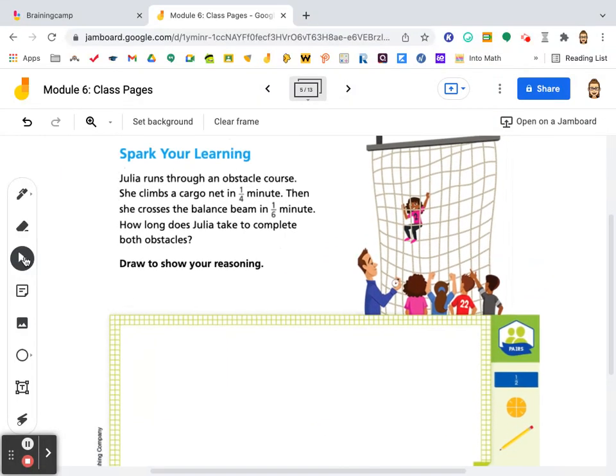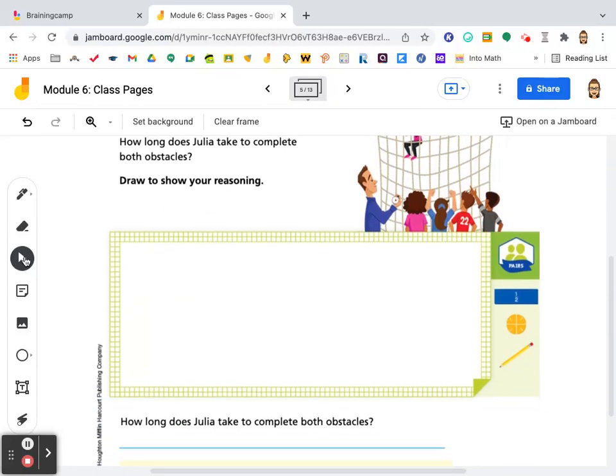So the spark you're learning says Julia runs through an obstacle course. She climbs a cargo net in 1/4 minute. Then she crosses a balance beam in 1/6 minute. How long does Julia take to complete both obstacles? Draw to show your reasoning.